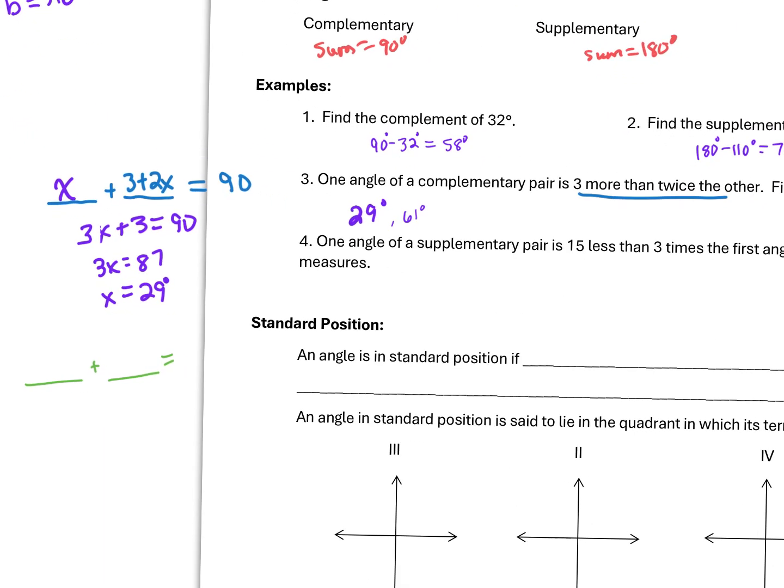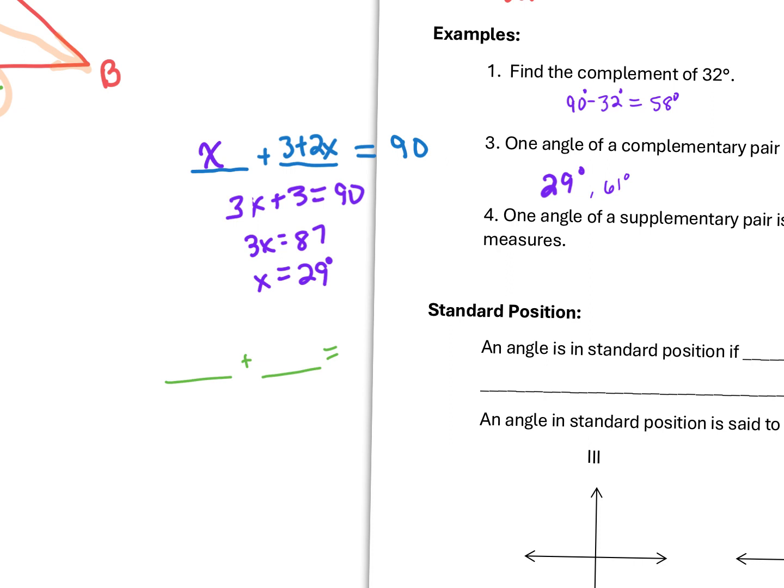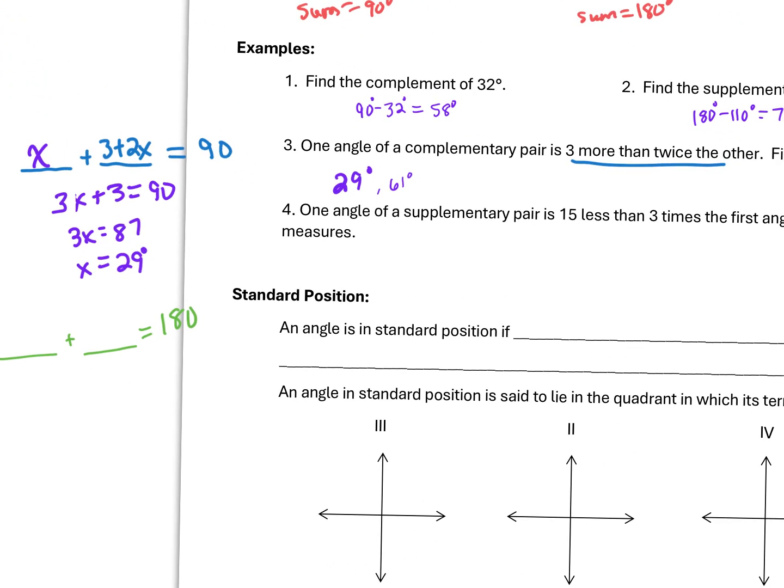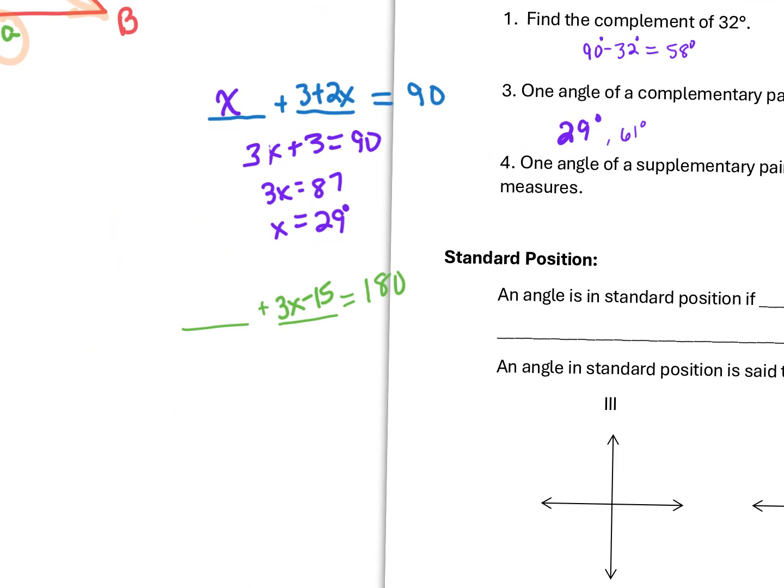One angle of a supplementary pair, that's 180. And then 15 less than 3 times the first angle. Careful, it's 15 less than that, so we've got to switch that order. So it's going to be 3x minus 15, not 15 minus 3x. So just be careful there. Keep going, Davis, you're doing fine. Plus x. Okay, here we get 4x minus 15 is equal to 180.